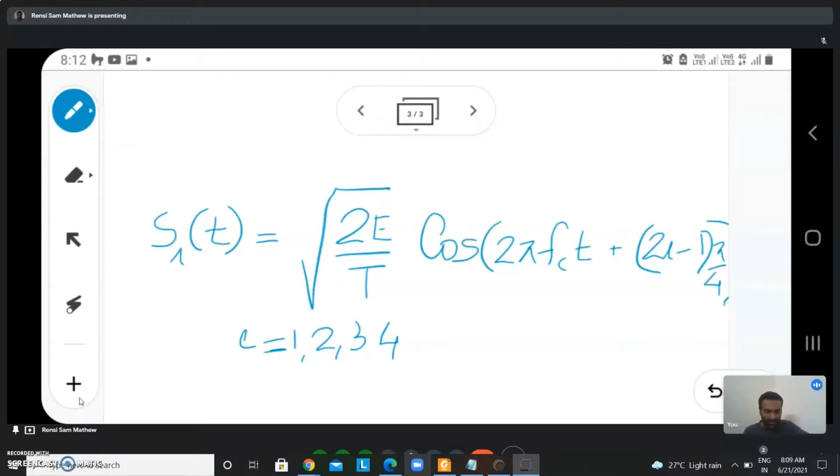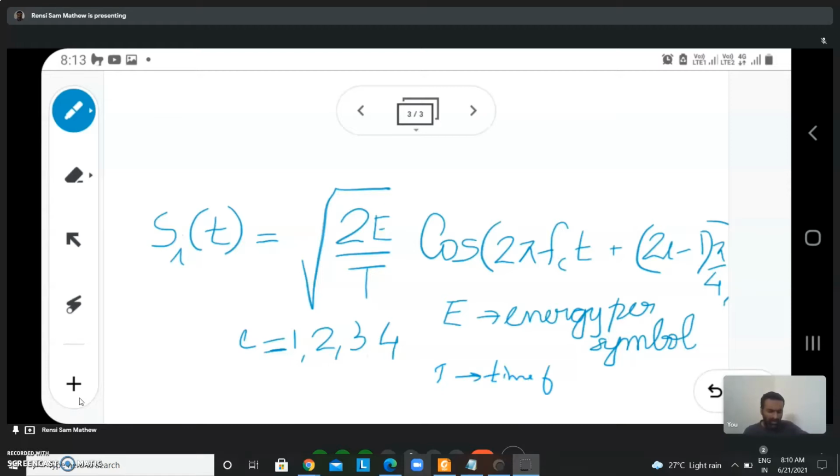Let us see the other terms. The other term is E. Remember, E is the energy per symbol. Earlier in BPSK, bit and symbol were the same, but here we find that the bit and symbol are not the same. We will see soon why. Here E is the energy per symbol and capital T is the symbol period. So this is about the signals.